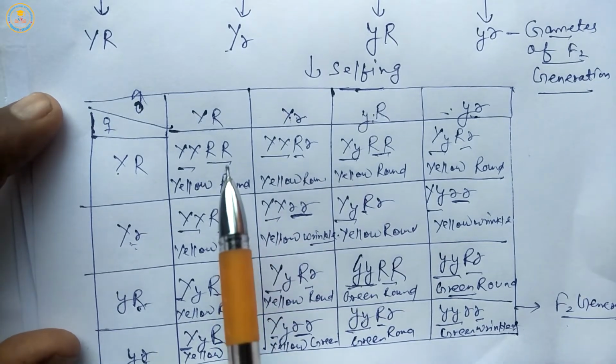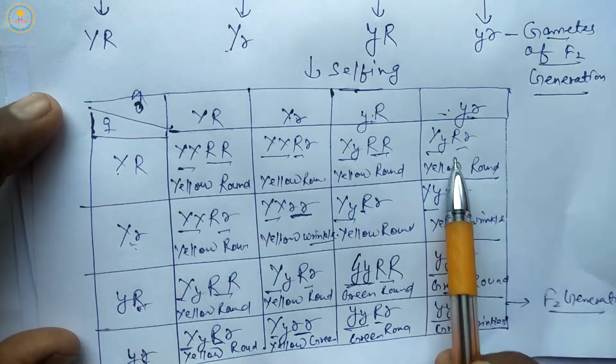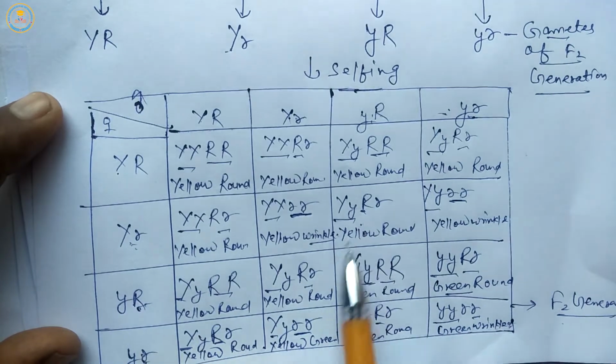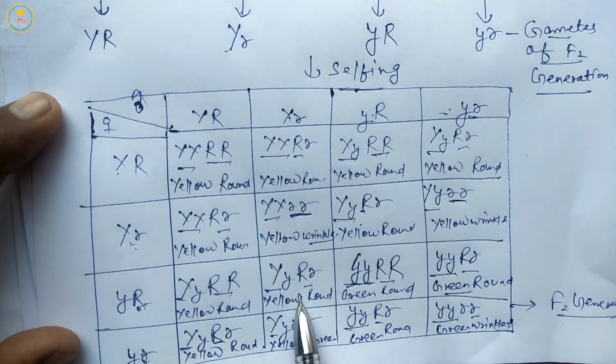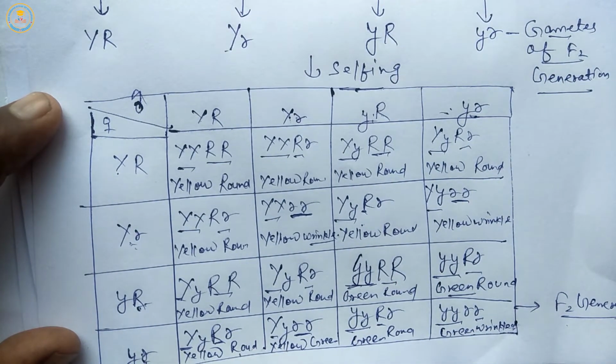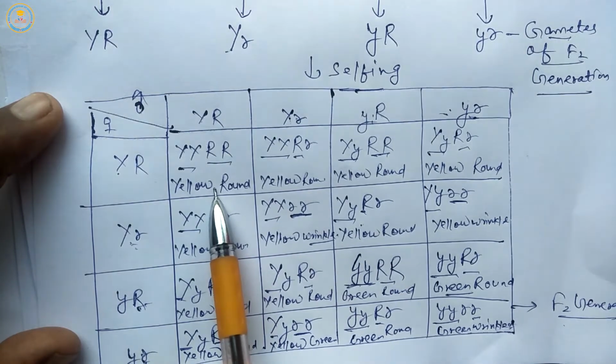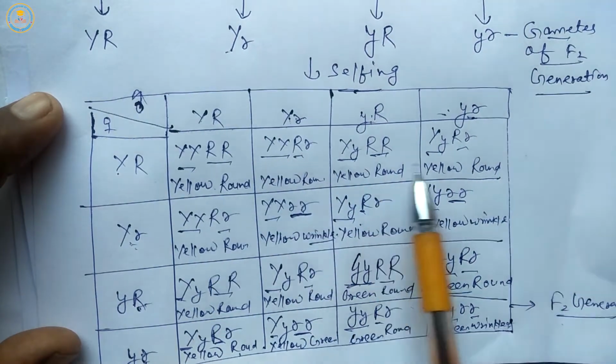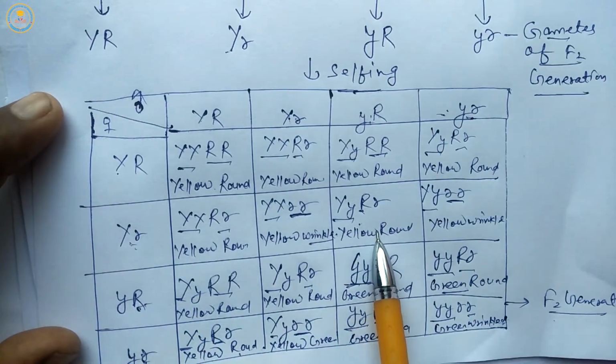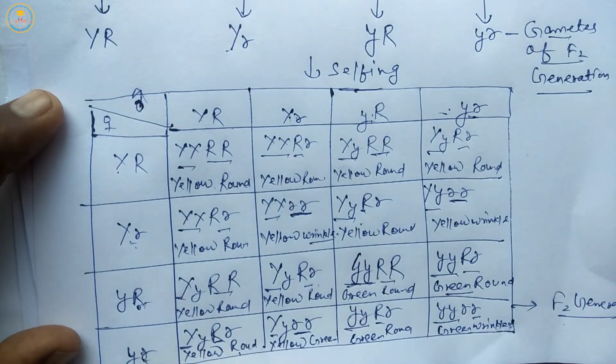First is yellow round plant. 1, 2, 3, 4, 5, 6, 7, 8, 9. Nine plants are yellow round. Once again, phenotype of F2 generation. First, yellow round: 1, 2, 3, 4, 5, 6, 7, 8, 9. Second is green round: 1, 2, 3. It means 3 plants are green round.